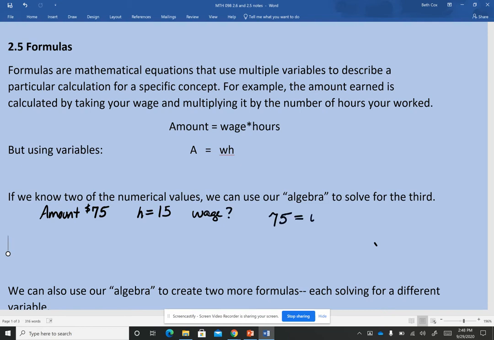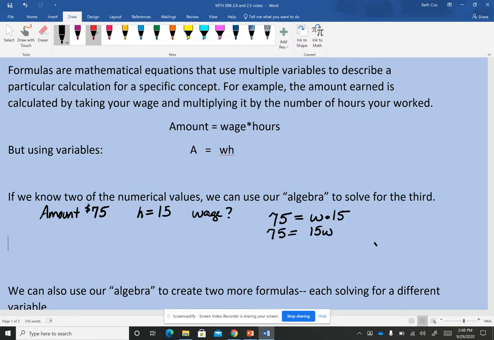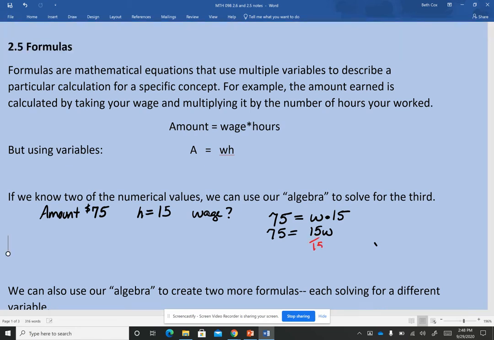75 is equal to the wage times 15. We would normally write that as 15W. Then using our algebra, we can solve this. We can divide both sides by 15, because that's 1, and that gives me my wage. I do this calculation, and 75 divided by 15, if I'm not mistaken, is 5, and that tells me that my wage is $5 an hour. That may not be what you want it to be, but that's what it ended up being.